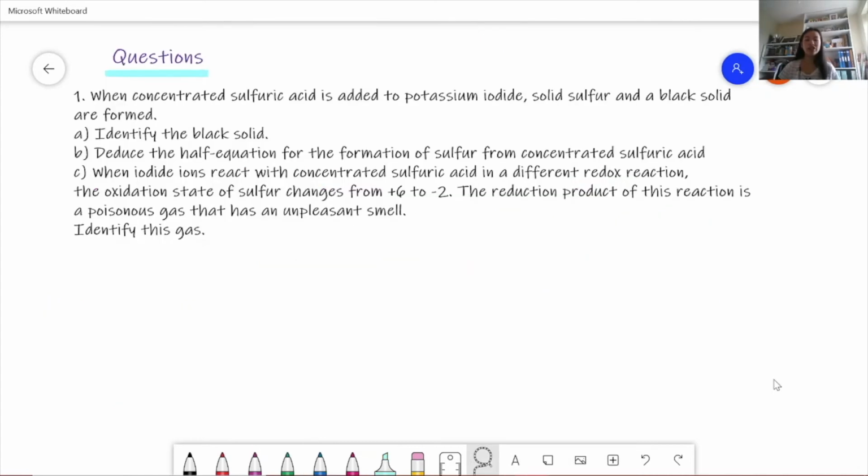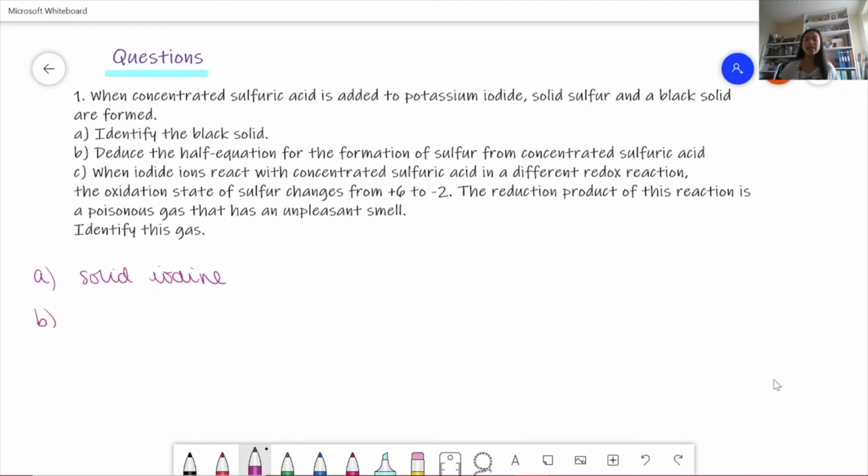So now we're going to look at some questions. For the first question, when concentrated sulfuric acid is added to potassium iodide, solid sulfur and a black solid are formed. And A tells us to identify the black solid. So we know that when we add potassium iodide to concentrated sulfuric acid, we have quite a lot of things forming. We have a rotten egg smell and some yellow sulfur and misty fumes, and there's quite a lot of other ones as well. And the black solid which is formed that we need to remember is solid iodine. So the solid iodine is the black solid.